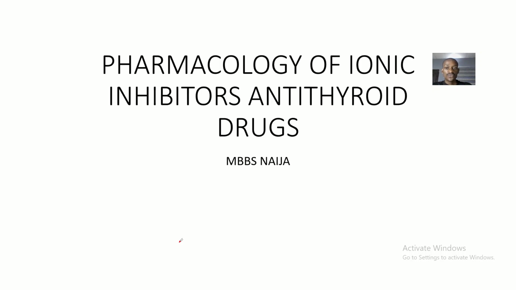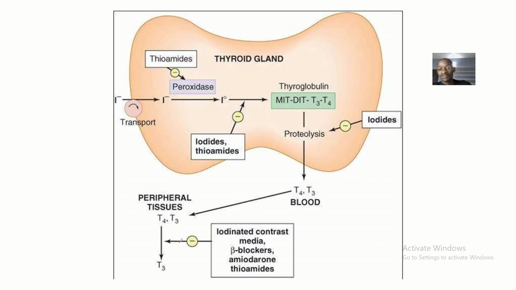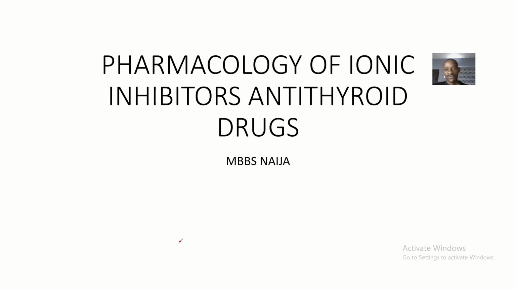So that was the pharmacology of ionic inhibitors, antithyroid drugs. We saw the examples and the mechanism of action, where they attack the pathway that leads to the production of thyroid hormone. That's it about the pharmacology of ionic inhibitors, antithyroid drugs.